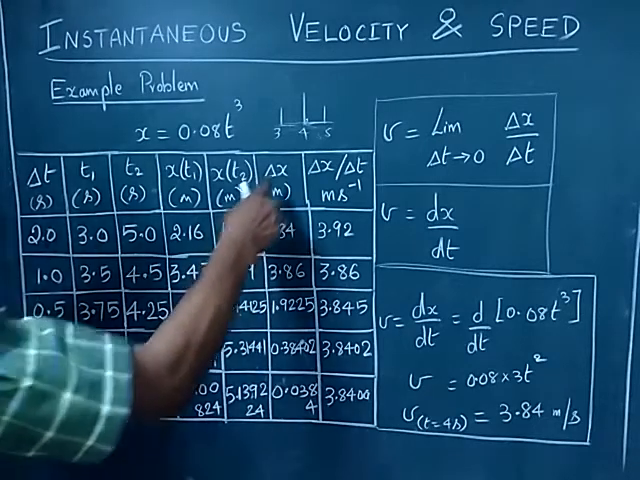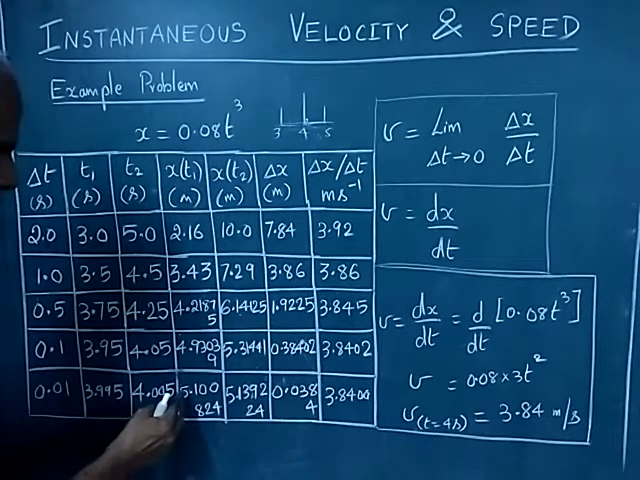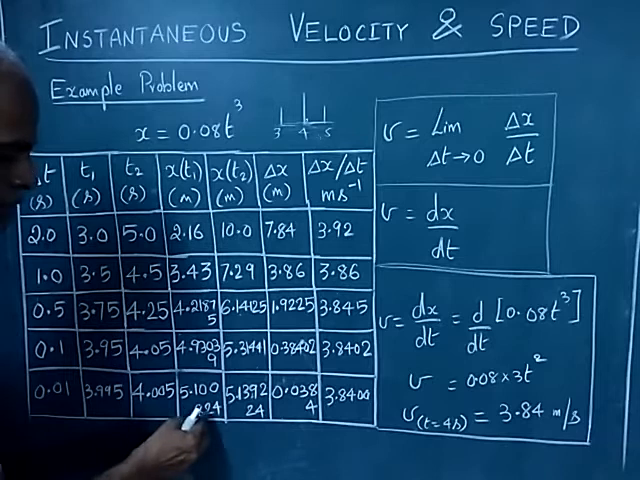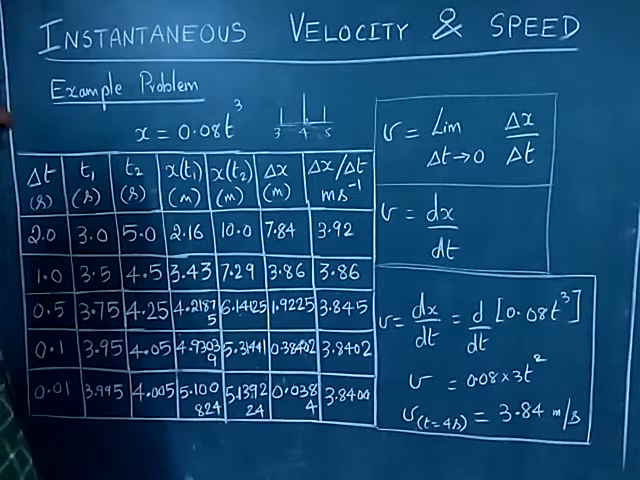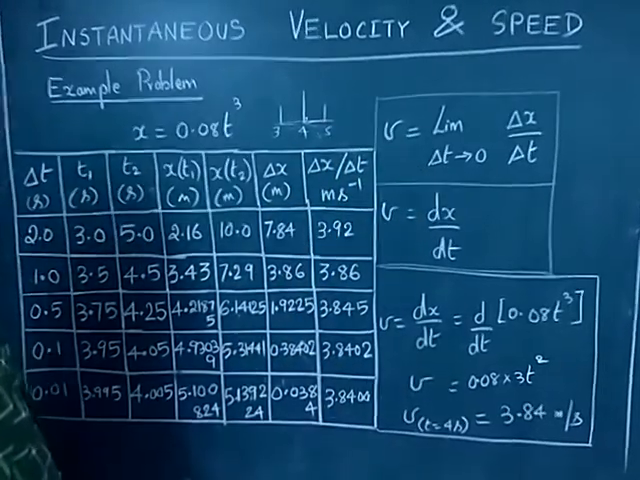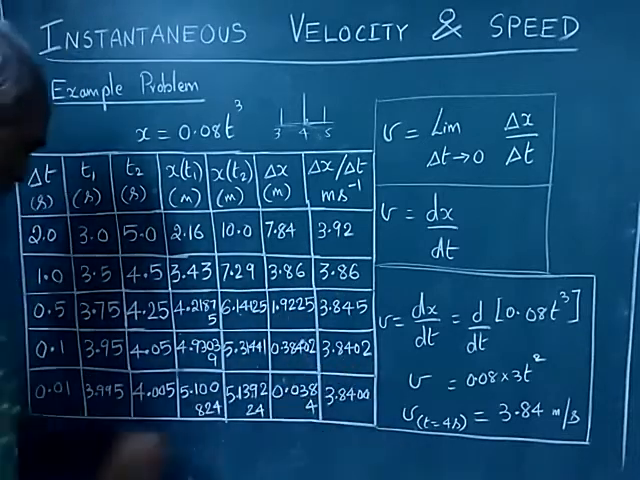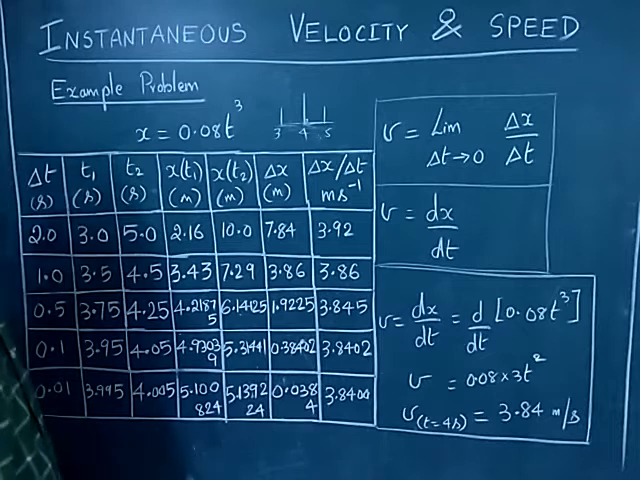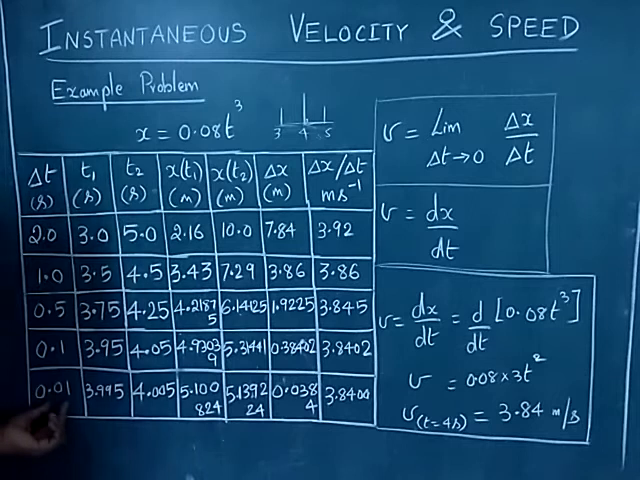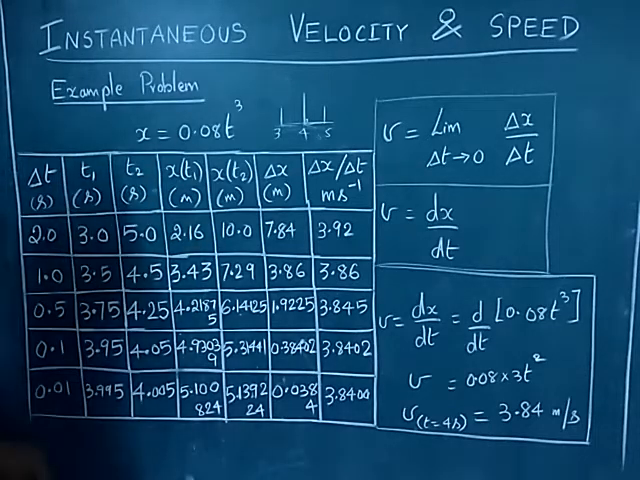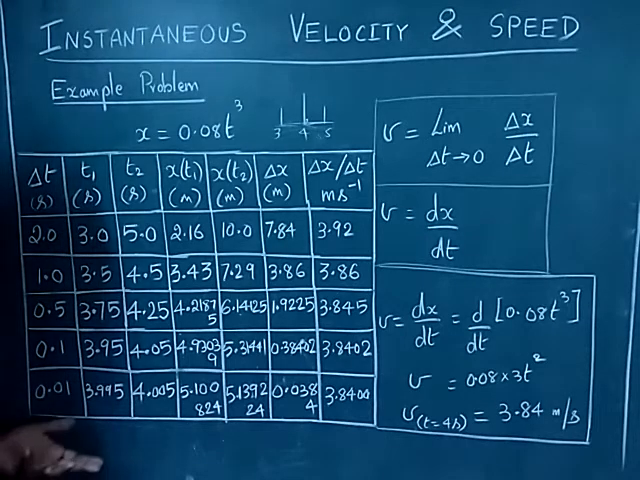Similarly del x. Del x is 5.139224 x2 minus x1, which is 5.100824. My del x value is 0.0384. Now we want velocity. See, we found velocity here also, here also, here also. But by the definition, limit del t tends to 0. So this is very close to 0. If you want more accurate value, you can reduce this del t to 0.001. That will give you more accurate value.